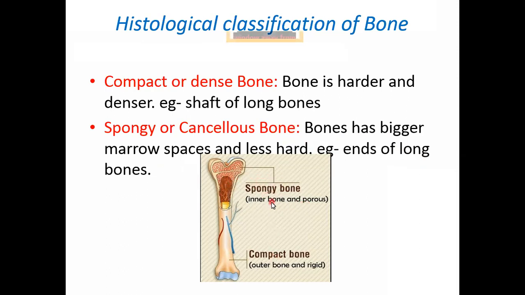Is it a clear difference between compact bone and spongy bone? Compact bone is the shaft of the long bone. It is hard, rigid, denser. Whereas inside you have spongy bone, like a sponge. It's very soft. It's cancellous bone and it's at the end of the long bones. So that's the location of the two bones.